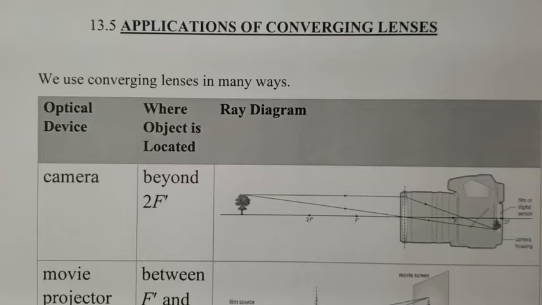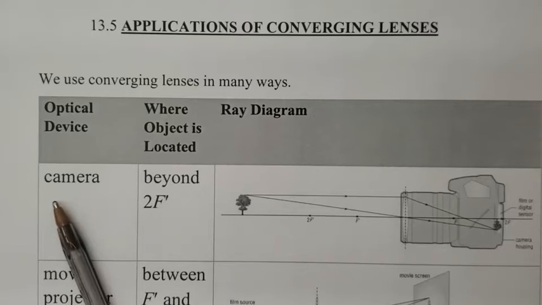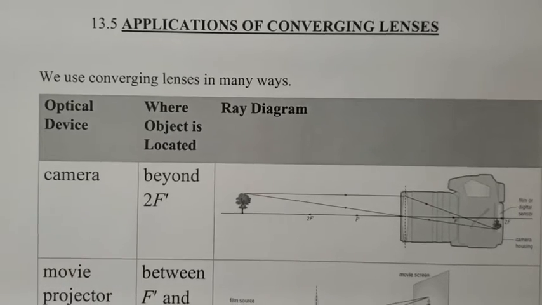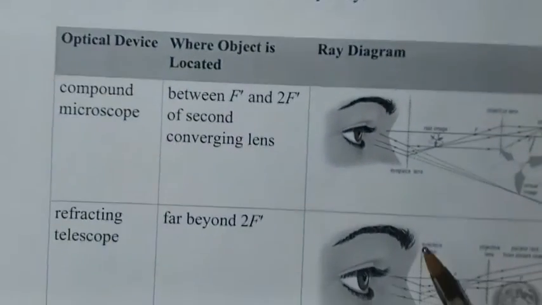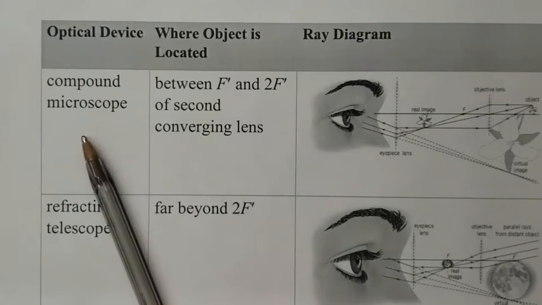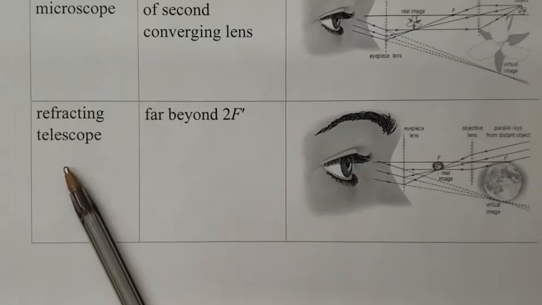Application of converging lenses. So we use converging lenses in many different ways. Cameras, for instance, use a converging lens. So do movie projectors and magnifying glasses. In science, we also use compound microscopes, which also use converging lenses, and telescopes use refracting lenses as well.